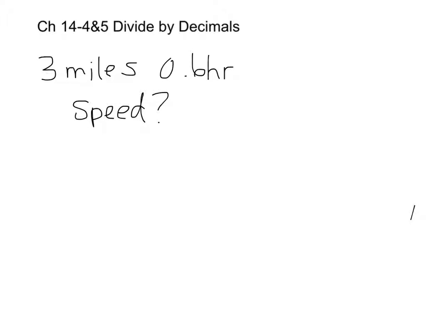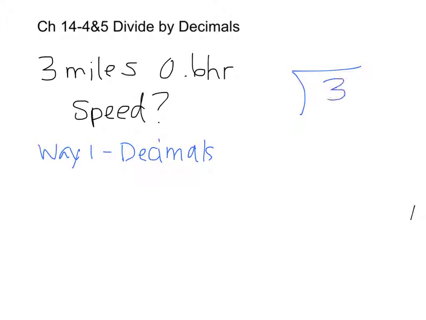Okay, so we're going to use decimals, which is way 1. And then way 2 is with fractions. So we'll do the decimal one first. So in the inside, your dividend is the 3 miles, divided by the 0.6. So you have a decimal here. And typically, when you have a decimal as your divisor, you want to make your dividend also a decimal. So I'm going to change 3 into 3.0.